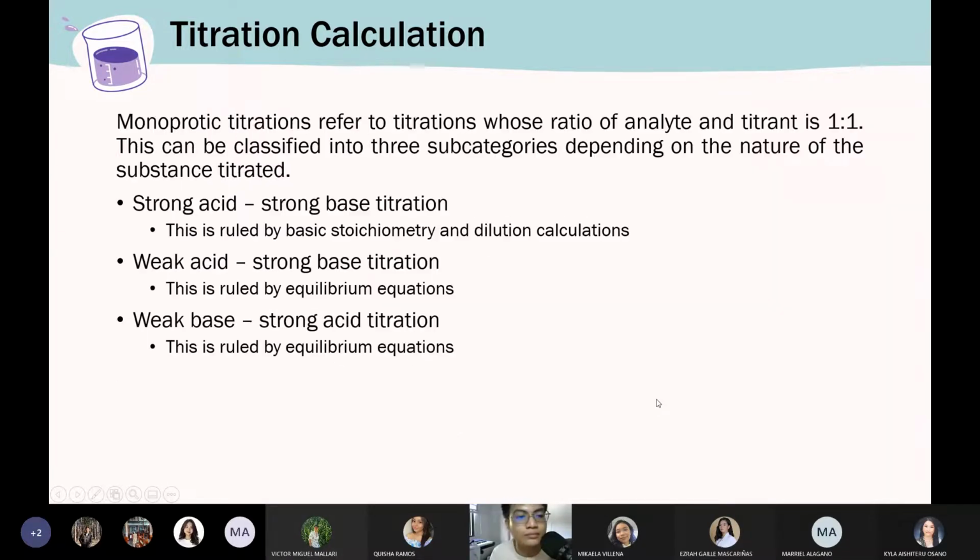So now, there are different types of titration. Marami yan. We have monoprotic, diprotic, and polyprotic. For now, we'll just look into monoprotic titration. When you say monoprotic, only one proton is being transferred. Isang proton lang yung nagre-react. So, meaning the stoichiometry of our analyte and the titrant is 1-to-1 ang ratio.